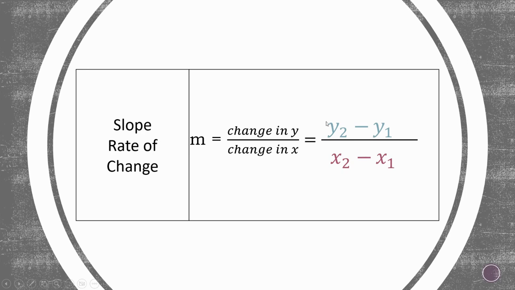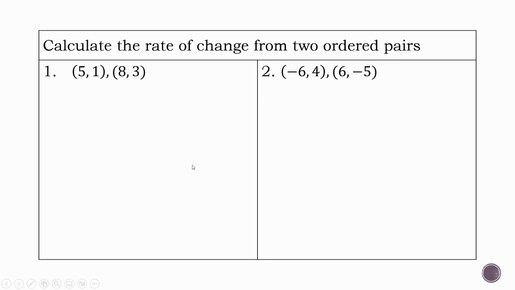Okay, now this should look very familiar to us in comparison to our lesson previously on the rate of change from two ordered pairs. Okay, this should look really, really similar to us because it's the exact same formula for the slope or rate of change. Okay, so when we calculate the rate of change from two ordered pairs, right, we use our formula that we just found. M equals y2 minus y1 over x2 minus x1.